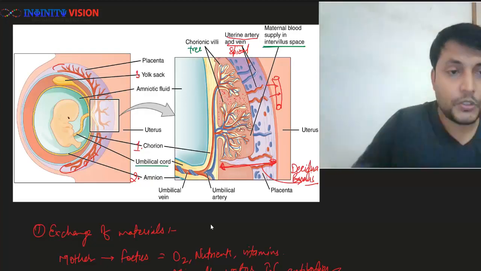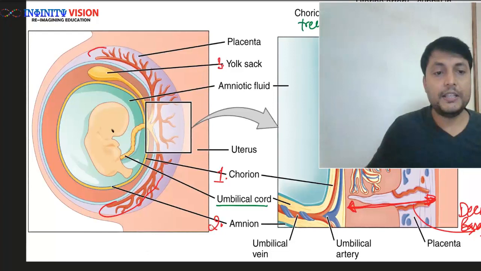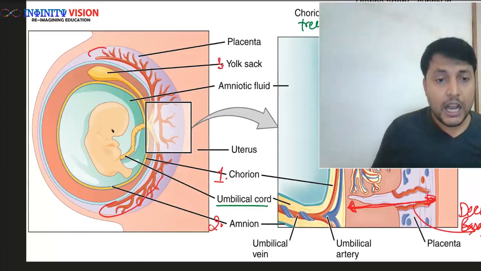So look at this figure. We are zooming in. What we find here is this outer part. Can you see here this outer layer?